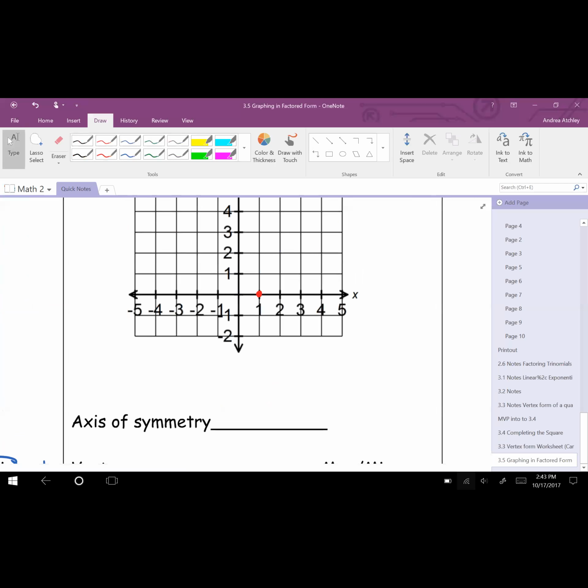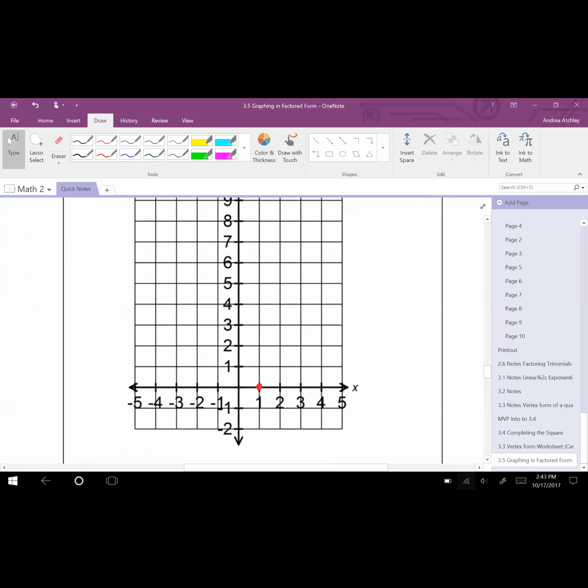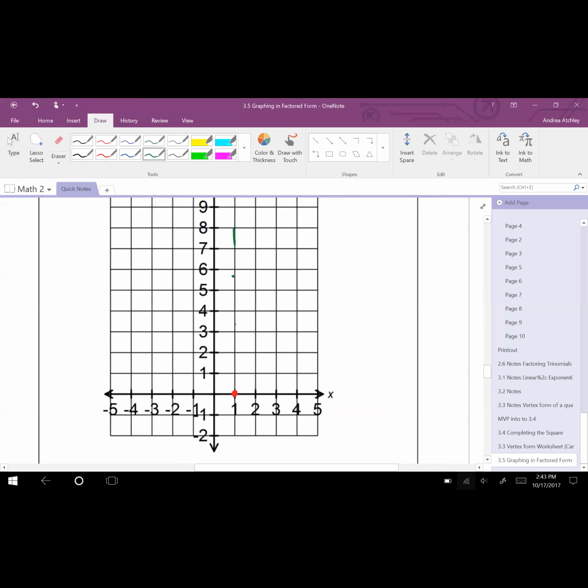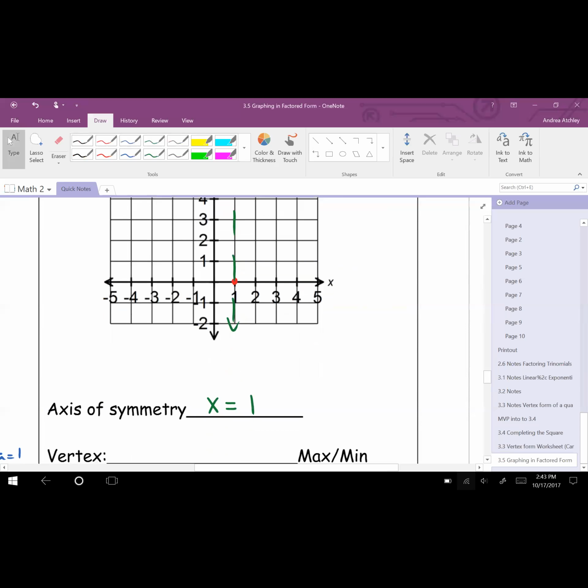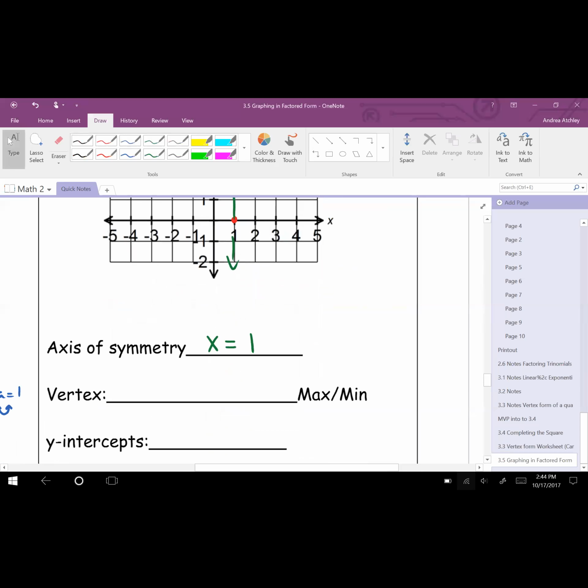That also means then that my axis of symmetry has to go right through that point. So my axis of symmetry is also at x equals 1. If there's only one x-intercept, then the axis of symmetry will go through that x-intercept. That also means my vertex is the same thing. 1 and 0.